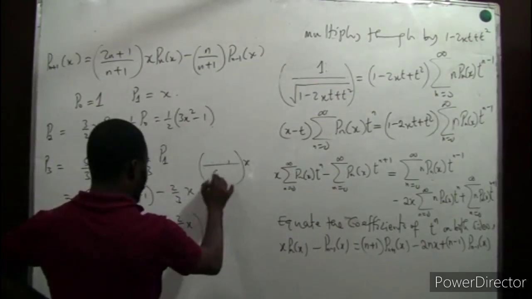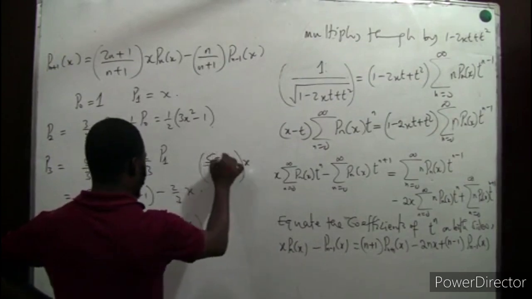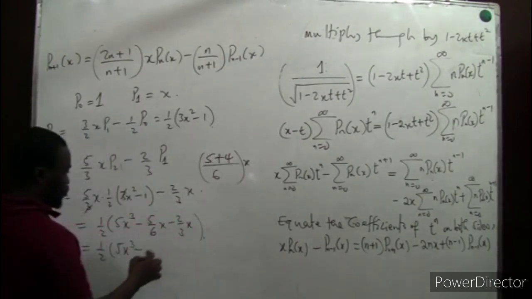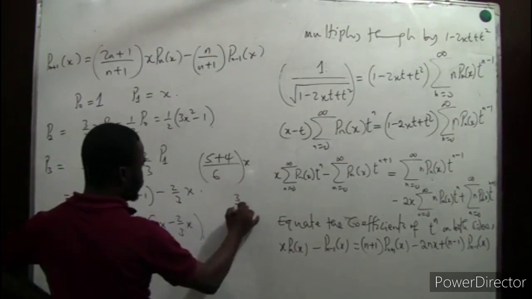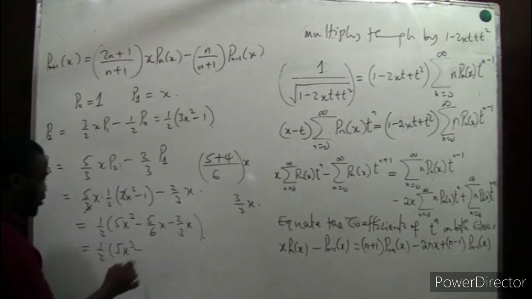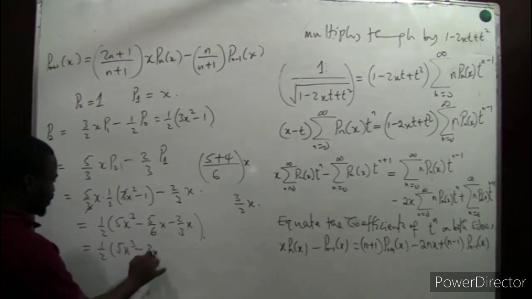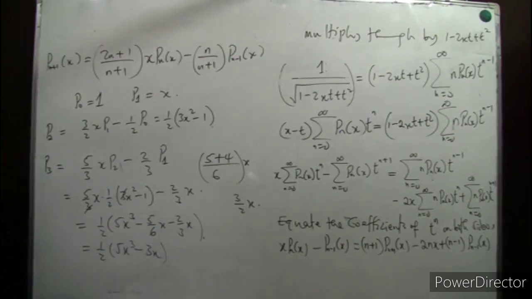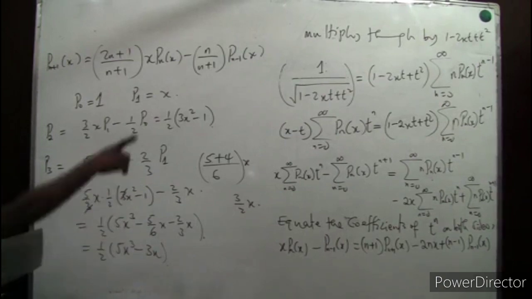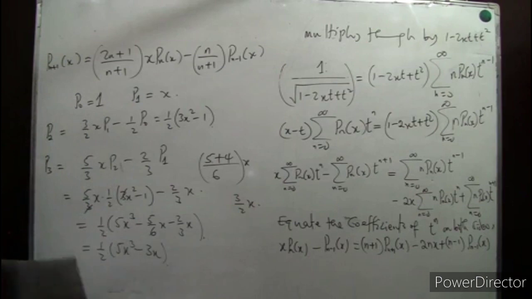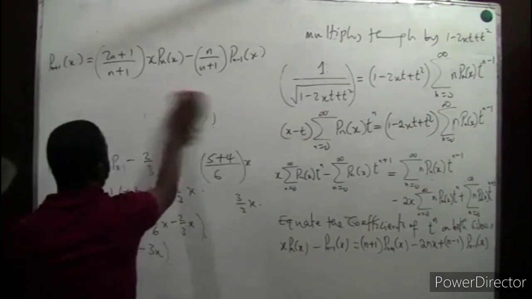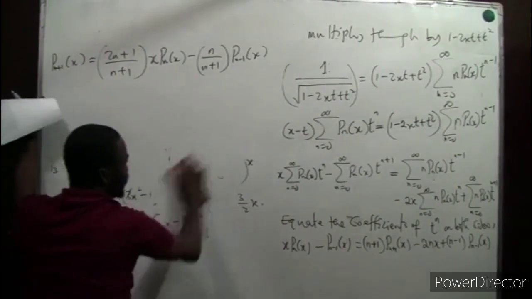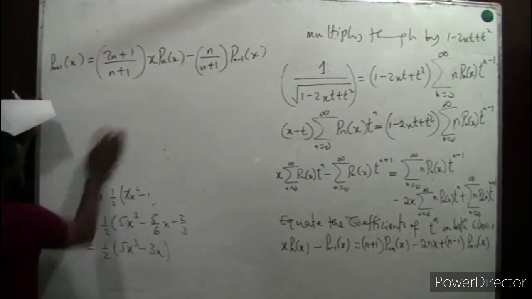So this is 6. This is 5 plus 4. And that gives us a 3 over 2x. So that gives us minus 3x, which was the initial value that we obtained. So we can go on and on using this relation to generate the Legendre polynomials. So let's take recurrence relation 2.